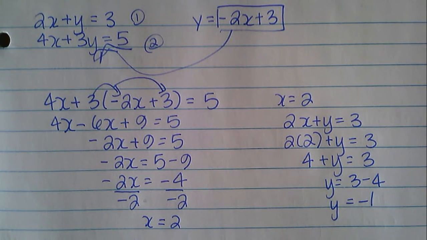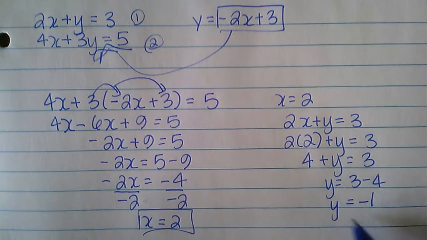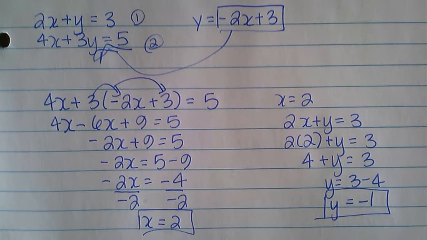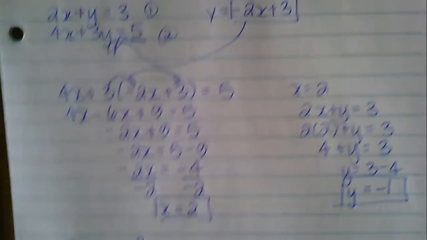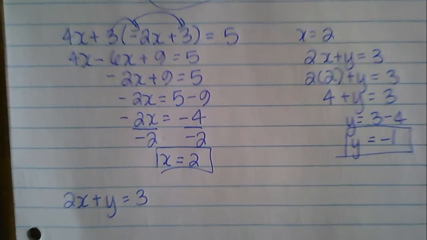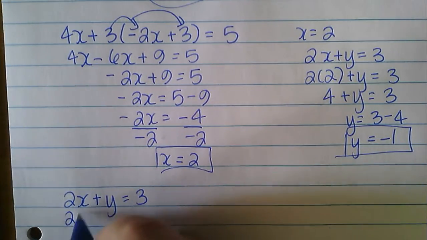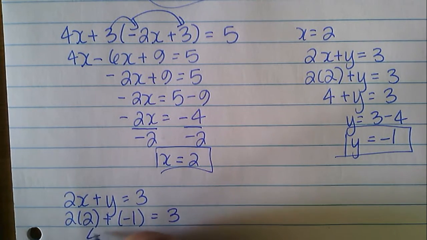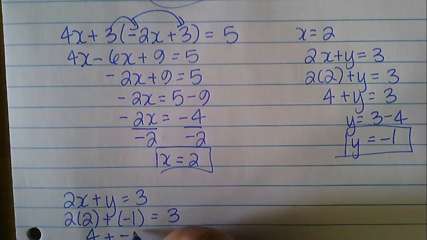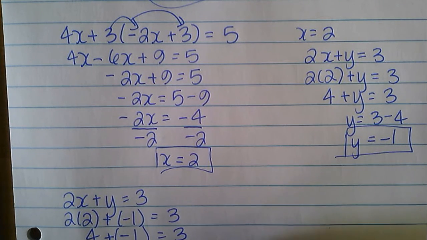The last thing that sometimes they're going to ask you to do in these questions is to verify. So I'm going to use these two answers and substitute them into both of the equations to make sure that the left side equals the right side. Let's start with the first equation, 2x plus y equals 3. I'm going to substitute in these two values. That means 2 times 2 plus negative 1 equals 3. 2 times 2 is 4, plus negative 1, and then we end up with 3 equals 3. It works for that equation.